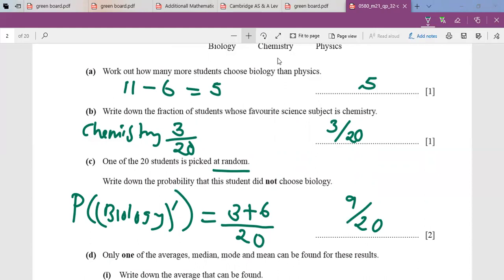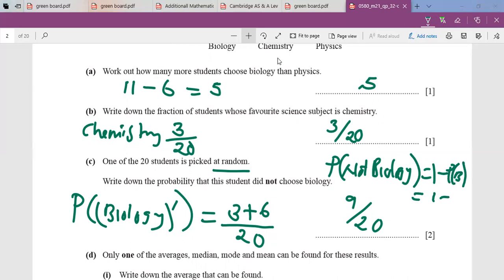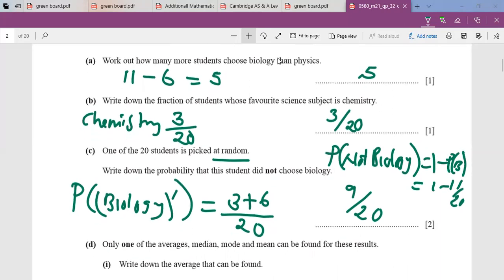Alternatively, you can say, those that did not choose biology, not biology, is equal to the total probability, 1, minus the probability of those that chose biology, which will be equal to 1 minus 11 over 20, and you get your 9 over 20.